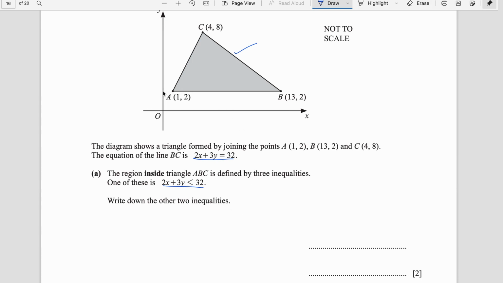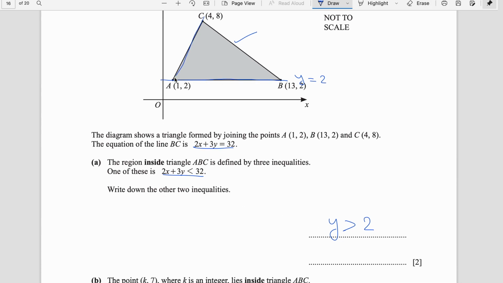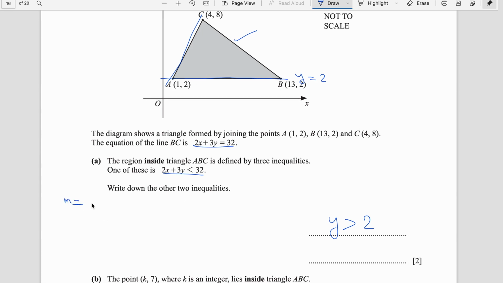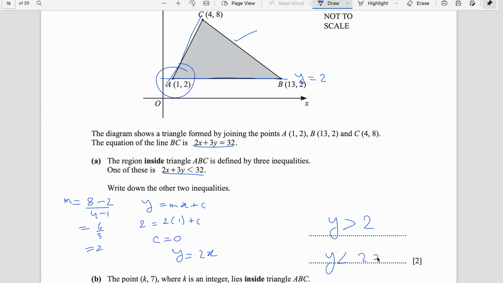So one is this horizontal line, which is y equals 2, and we know this shaded region is above the line, so we write y is greater than 2. And for this line, I'll have to find the equation. Gradient is (y2 minus y1) over (x2 minus x1). Gradient is 2. So y equals mx plus c. I'm using this point: y is 2, gradient is 2, x is 1. And c comes out to be 0. So the equation is y equals 2x. And the shaded region lies below this line. So y is less than 2x.